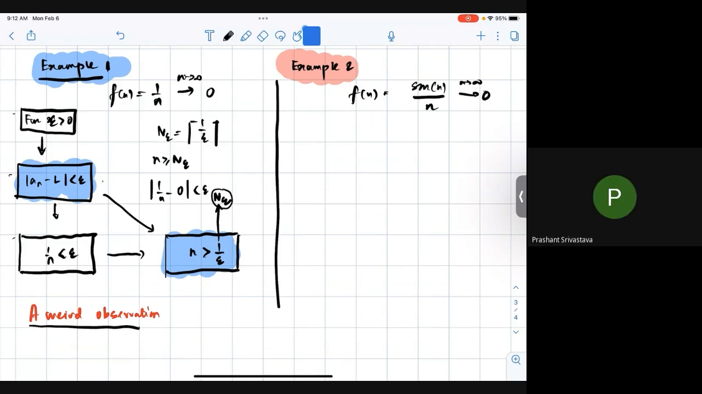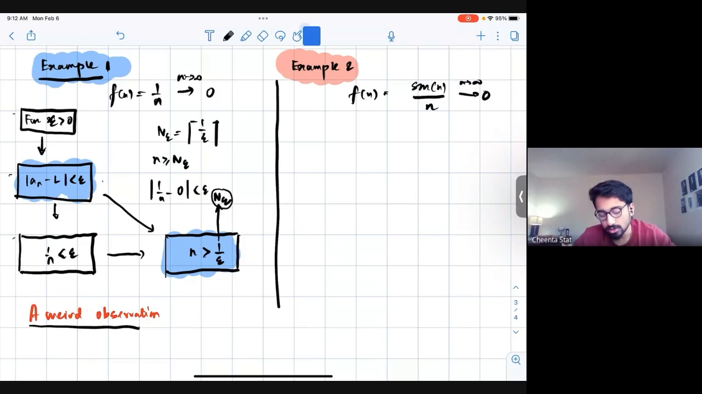So what are we getting? If we fix epsilon, let's say epsilon to be 0.01, we'll get that n must be greater than 1 by 0.01, that is 100. That means for this corresponding epsilon equal to 0.01, n epsilon becomes 100, right?